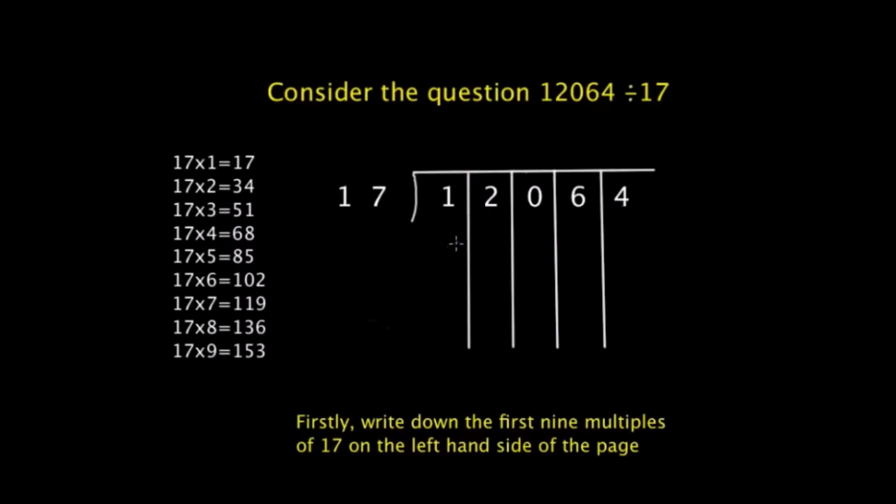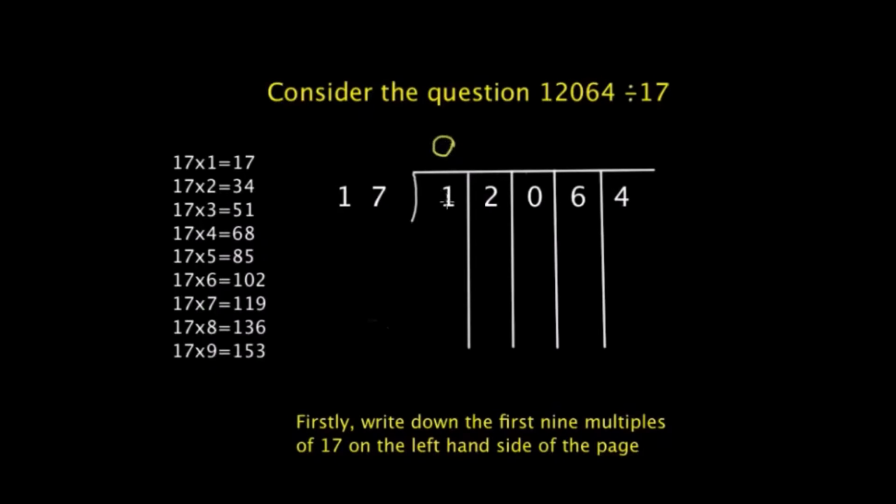So the question of division says, how many times can we subtract 17 from 12,064? Working in the first column, the question we ask ourselves is how many 17s we can take from 1, and the answer is 0. So we put a 0 above the 1 as part of our solution.